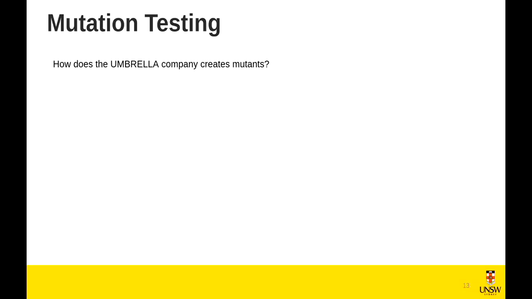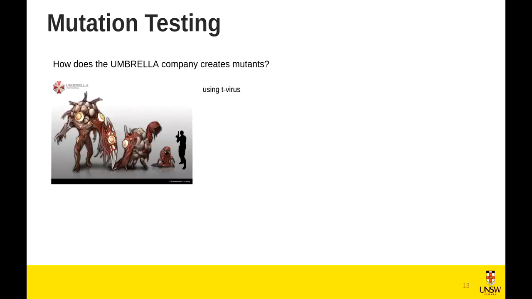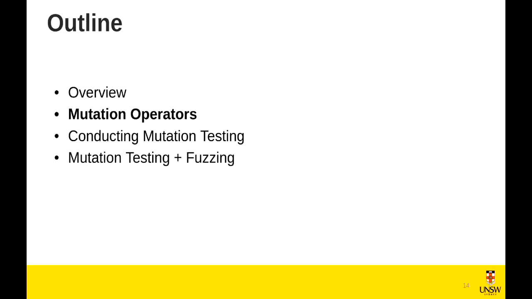Let's come back to mutation testing. How does the Umbrella company create mutants in Resident Evil? They use a kind of virus called the T-virus. Here, how do we create mutants for a program? We don't use viruses to create mutants for programs. Instead, we use mutation operators. That leads to the second topic today, mutation operators.